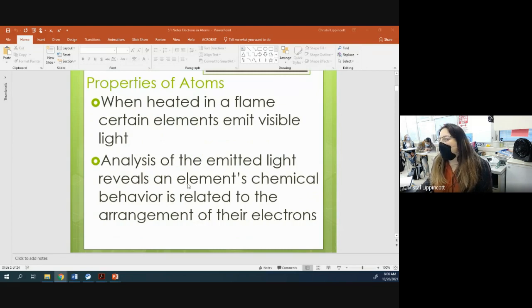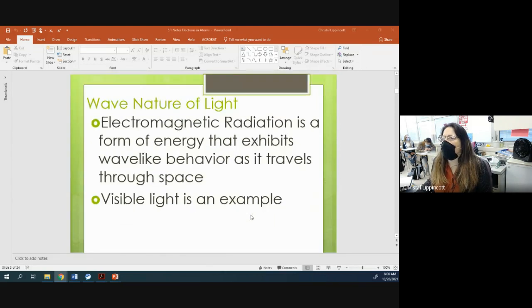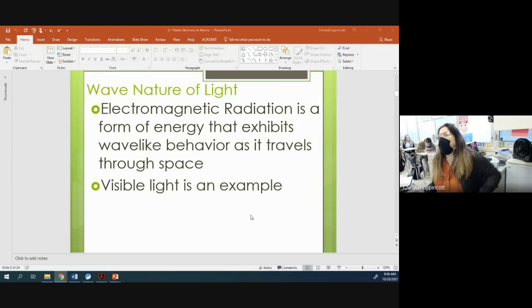So the emitted light is going to reveal the element's chemical behavior and show the arrangement of those electrons. And we'll talk about that as we move through here. So light is a wave, and it's a form of what's called electromagnetic radiation.